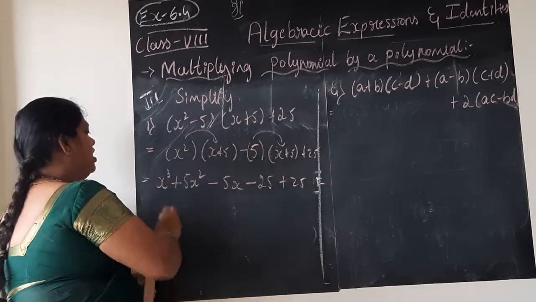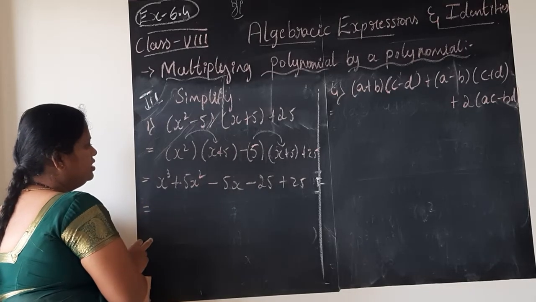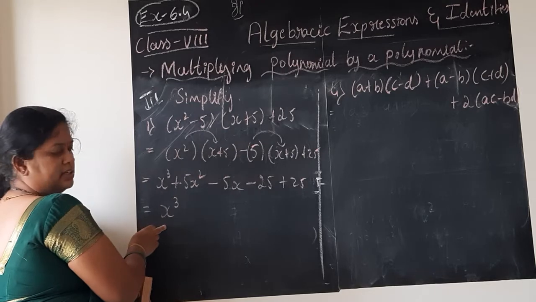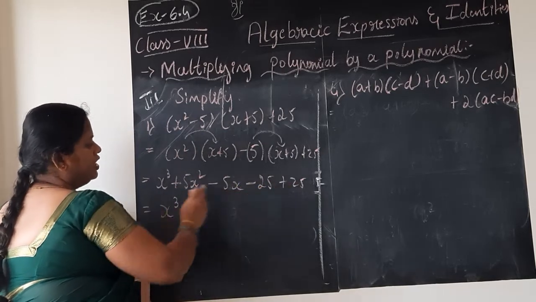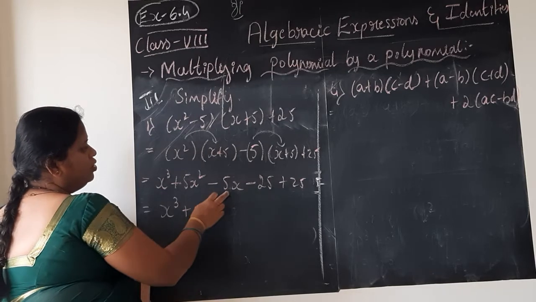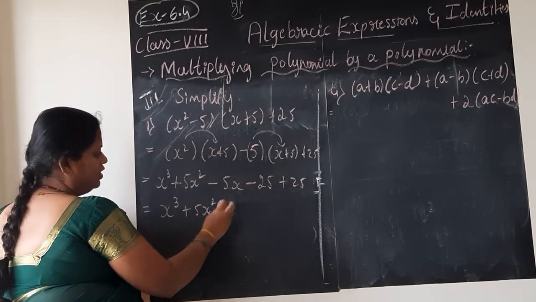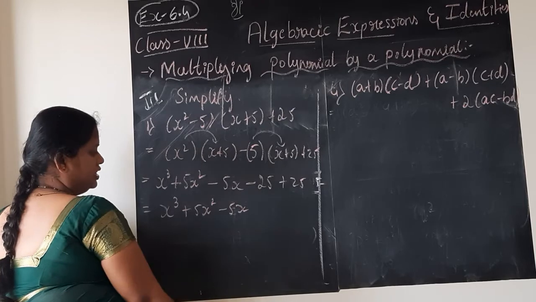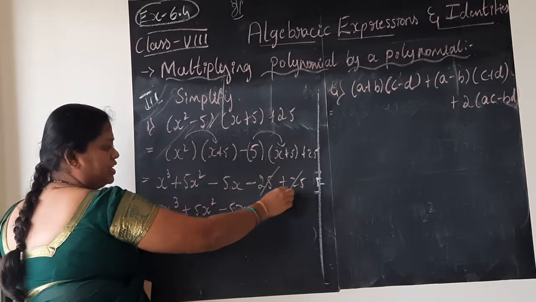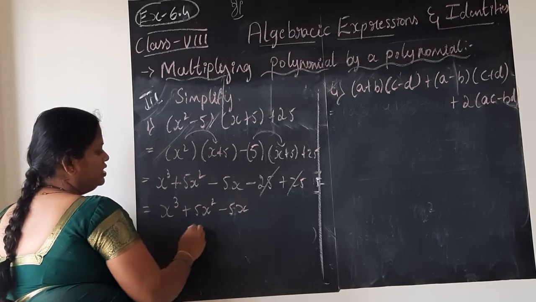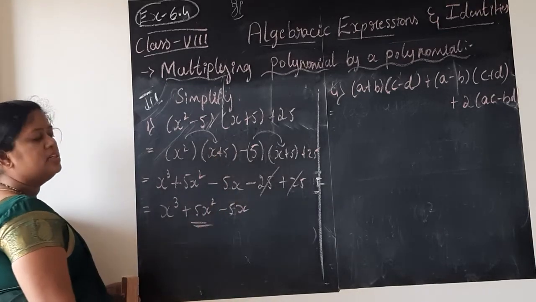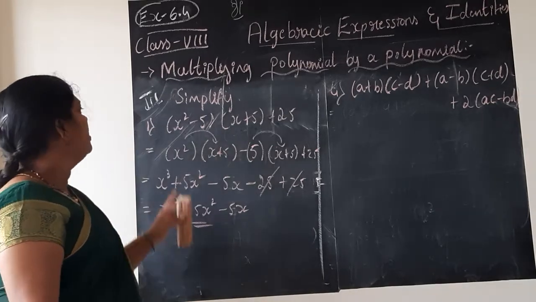Now do I have the same term? No, x cube only once it is there, so I will write x cube as it is, plus 5x square. Nowhere do I have another x square term, so plus 5x square as it is. Do I have two terms with x? No, only one is there, so minus 5x as it is. But here see, minus 25 plus 25 gets cancelled. So the answer is x cube plus 5x square minus 5x. This is how you solve.